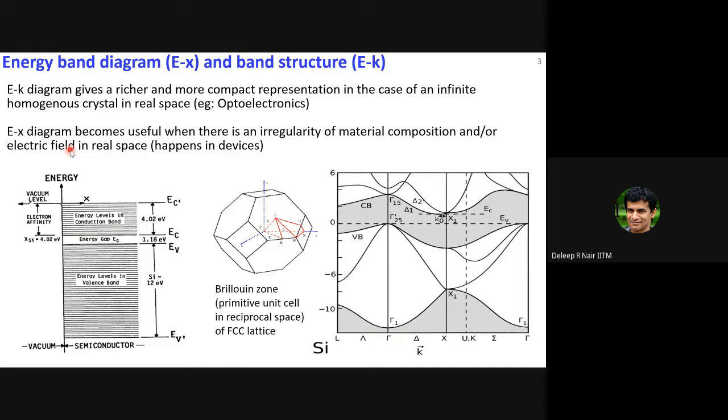However, the E-x diagram becomes useful when the regularity of a three-dimensional homogeneous crystal is broken. The various ways by which we can break that homogeneity are by introducing doping, introducing new materials, making the dimensions very small, or applying an electric field. All these cases happen in semiconductor devices. That is why we typically draw the energy band diagram for semiconductor devices.